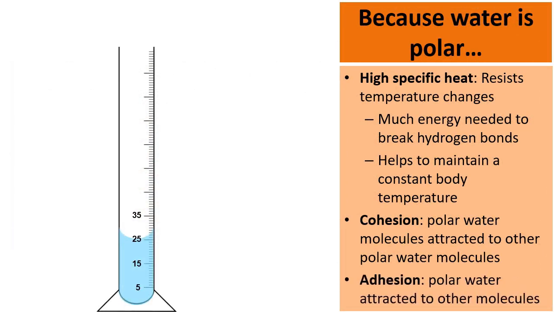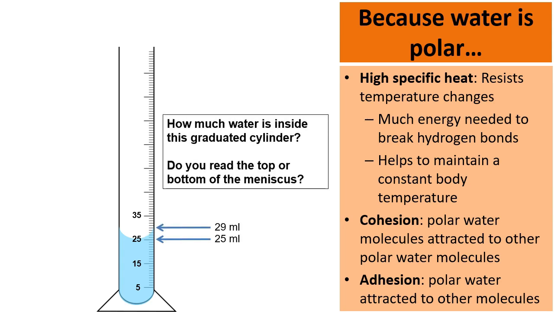So because water is polar, it also has adhesion, and this is where polar water molecules are attracted to substances other than water. Here's a graduated cylinder filled with water. Notice the curvature right there. That's known as the meniscus when you add water into a graduated cylinder. Now the bottom of the meniscus might read 25 milliliters and the top might read, let's say, 29. Well, how much water is inside of this graduated cylinder? Do you read the top or the bottom? In order to be accurate, you always read the bottom of the meniscus, 25 milliliters.